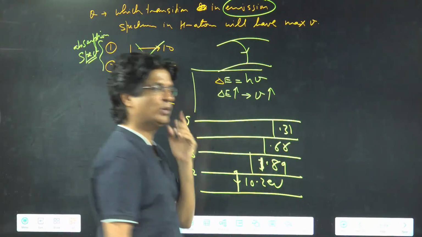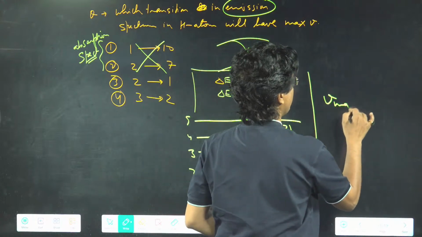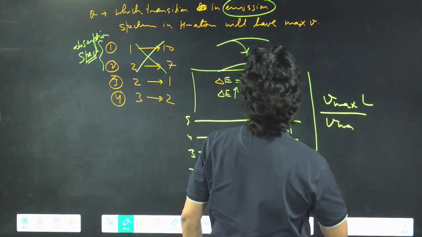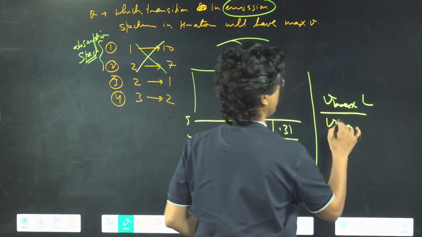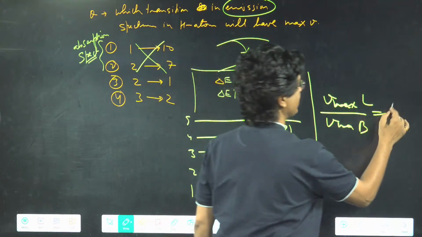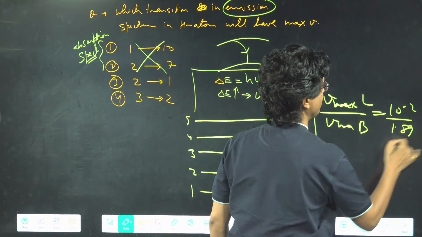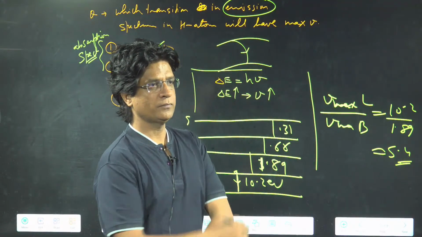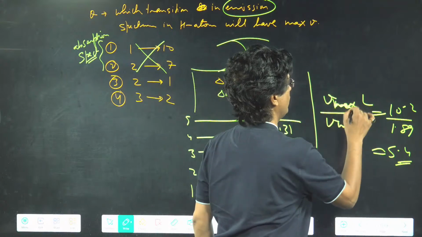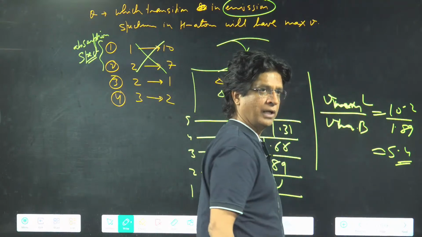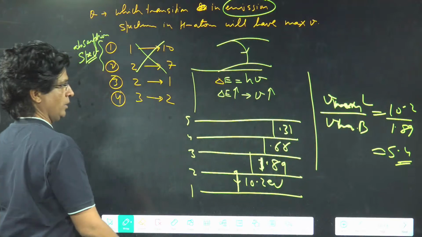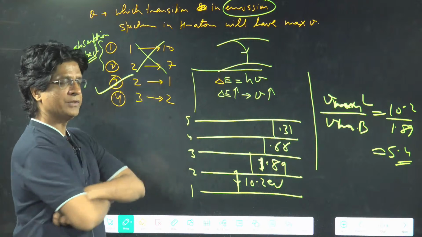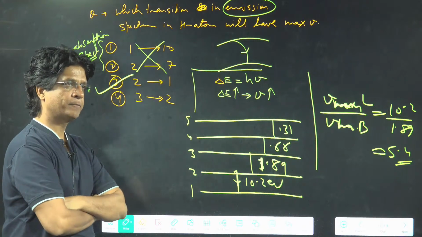Remember that? Children, you people forget that frequency maximum in Lyman upon frequency minimum in Balmer. This was like say 10.2 upon 1.89, approximately 5.4. Remember that or not? Frequency minimum and frequency minimum here. Are you getting it? So it is almost 5 times. So the answer will be third. Yes or no?